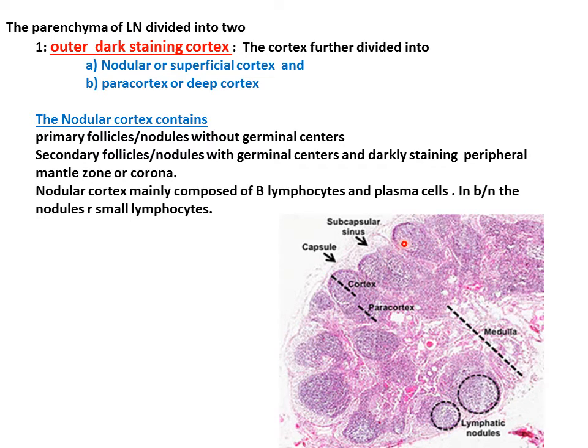And in the cortex region, there are the primary follicles and the secondary follicles. You can see here the primary follicle, a nodule without the germinal center, and the secondary follicles with the germinal center. The secondary follicle has a germinal center and a darkly stained peripheral mantle zone or corona.